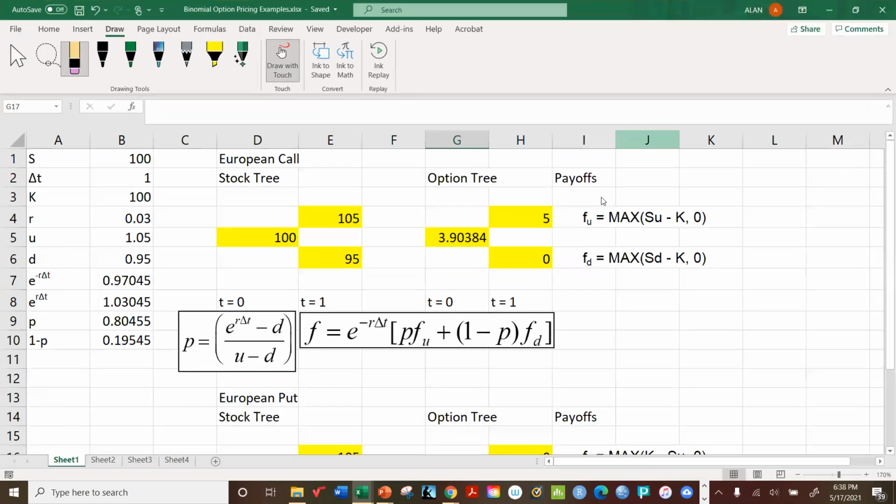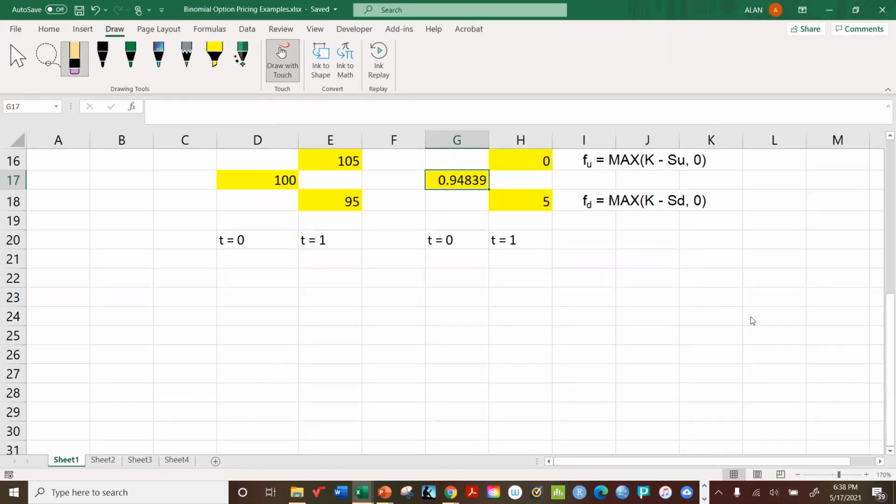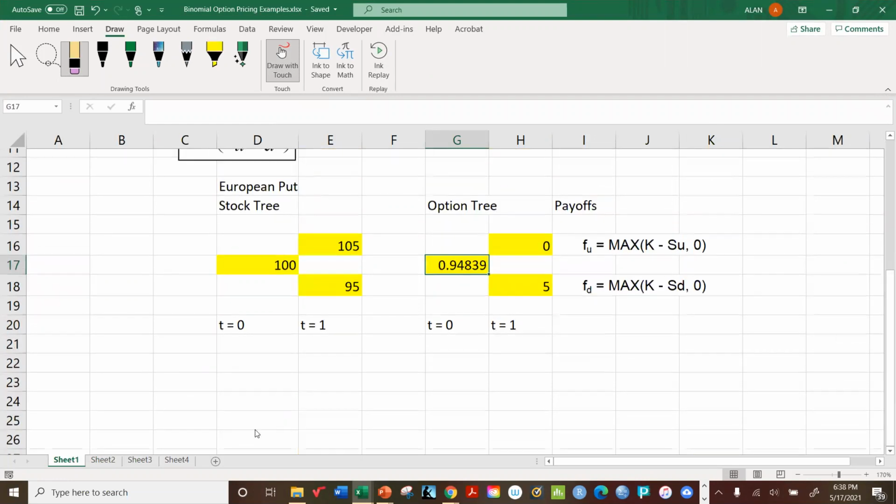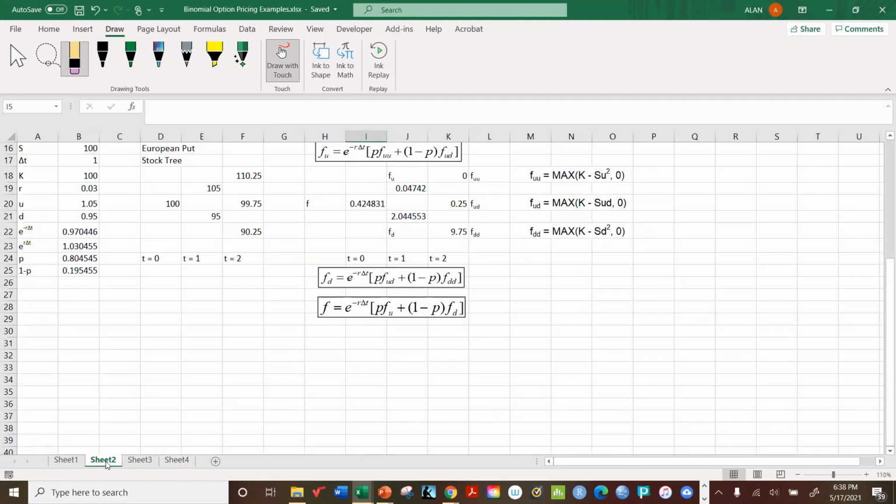Wait, trying to find the equivalent point on these trees. No, those are the one-period models. Hold on.